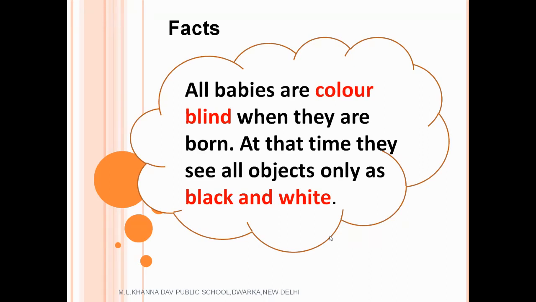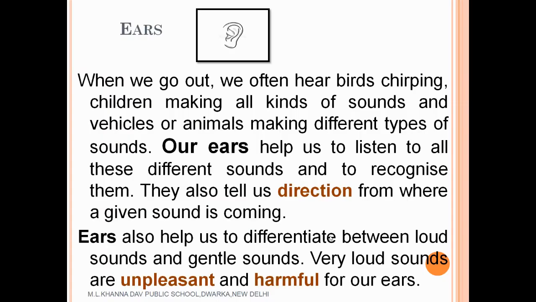Dear children, now we'll study about ears, which is the next sense organ. When we go out, we often hear birds chirping, children making all kinds of sounds, and vehicles or animals making different types of sounds. Our ears help us to listen to all these different sounds and to recognize them. They also tell us the direction from where a given sound is coming. Ears also help us to differentiate between loud sound and gentle sound.